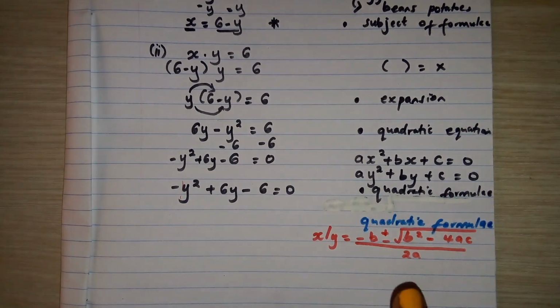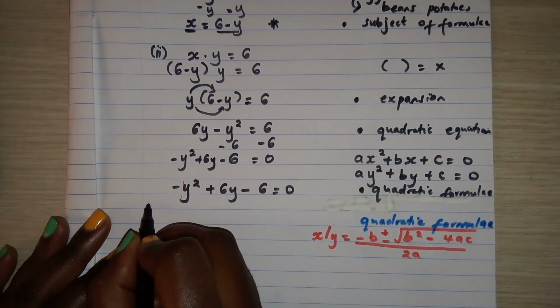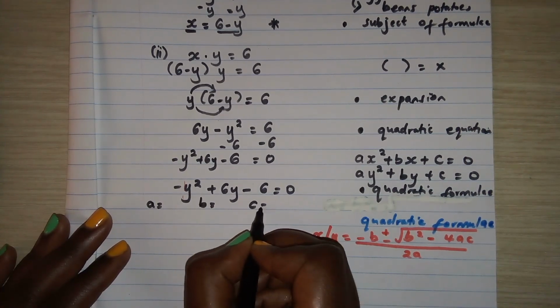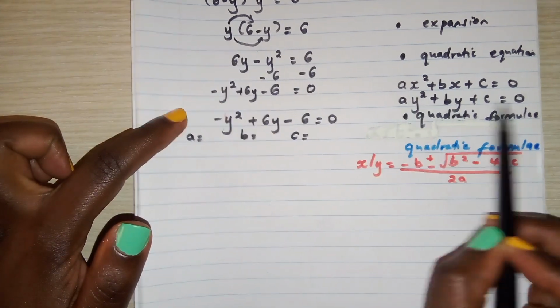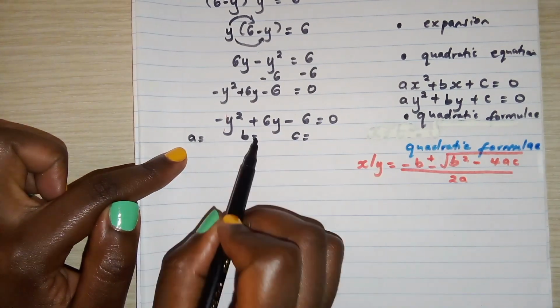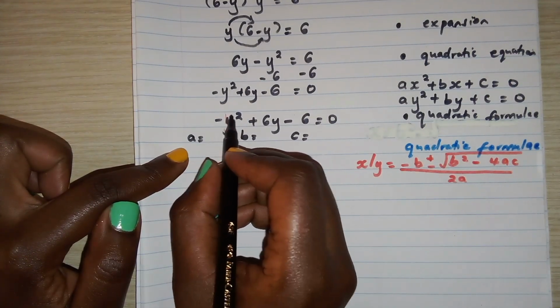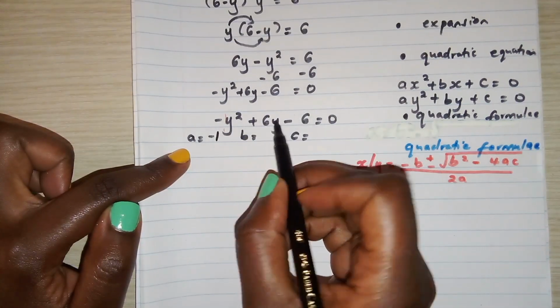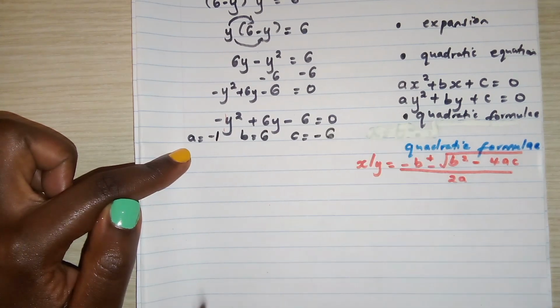Okay, so we're going to use this to solve for y. Now we have to write all the coefficients, so a, b, and c. And that is why we had to rearrange this equation in this format, so that we can get our a, b, and c. A is attached to the y squared. What is the number attached to the y squared? It's negative 1. What is the coefficient of y? It's 6. And c is negative 6, the constant.